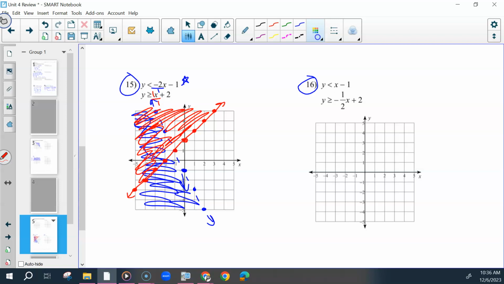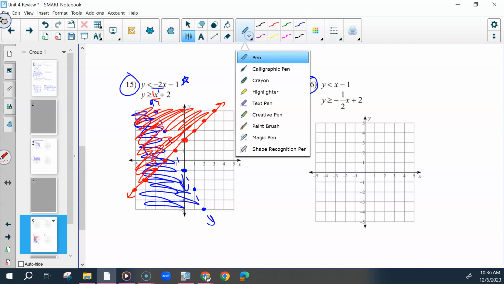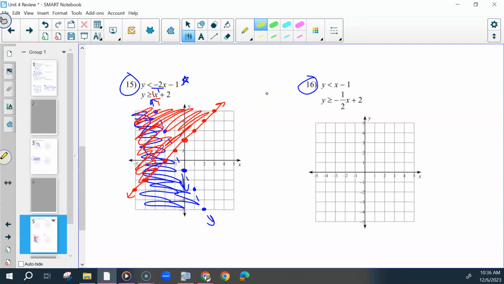So then we're looking for the overlapping. You don't have to do this if it's obvious, but if it's not so obvious, highlight where they overlap. Who's looking where it overlaps? Other questions on this one?